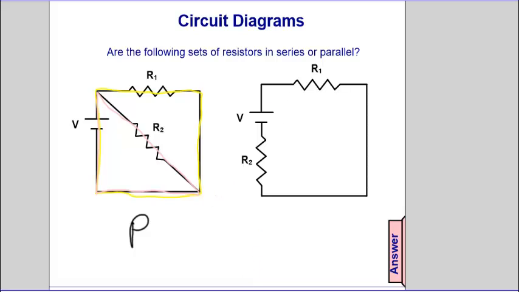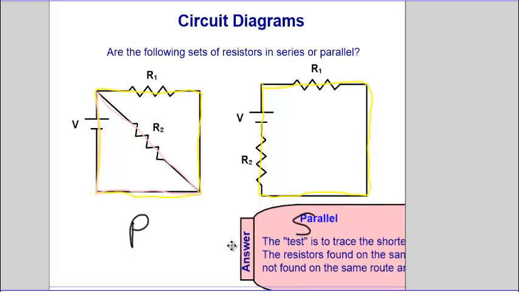Let's look at the second case. We'll start off here, I'm going to go this way. I come up through the battery, down through R2, travel, travel, travel, keep going, and then down through R1. I went through both resistors in a single path. That's a series circuit. So let's reveal this slide and see what they have to say.